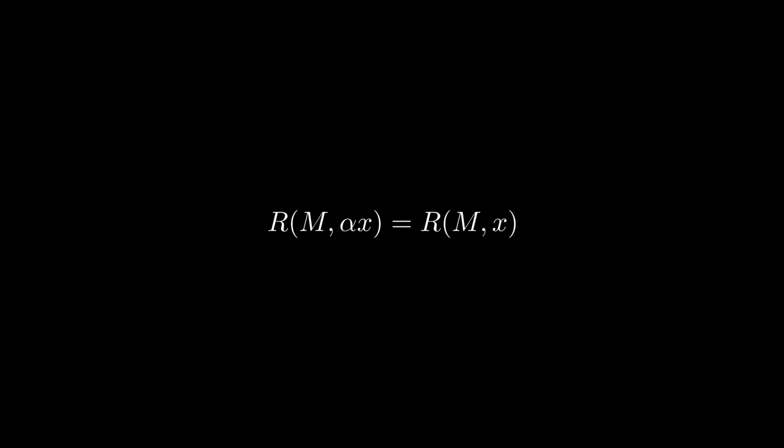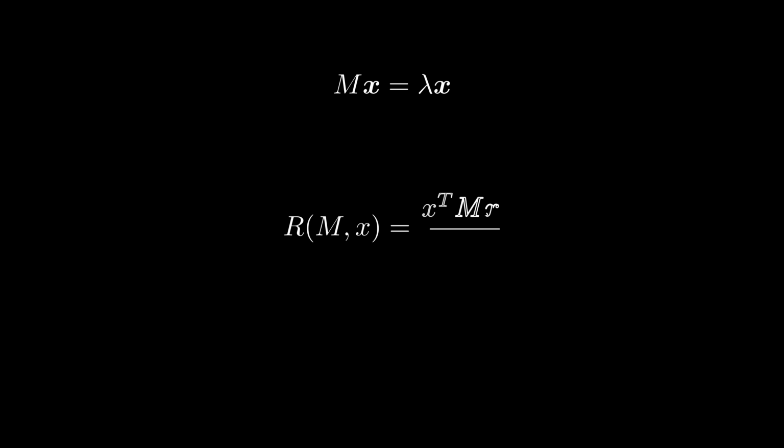Another important property of the Rayleigh quotient is its relation to eigenvectors and eigenvalues. When x is an eigenvector of M, the matrix-vector product simplifies to multiplying by a scalar eigenvalue lambda. Because lambda is constant, we can factor it out, and our Rayleigh quotient in the end is simply the value lambda.